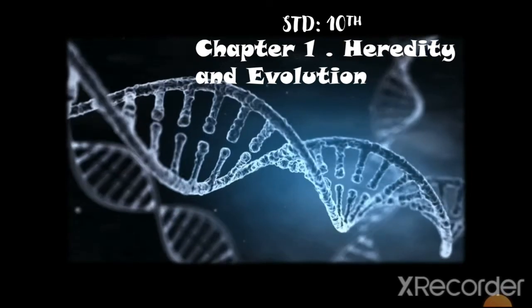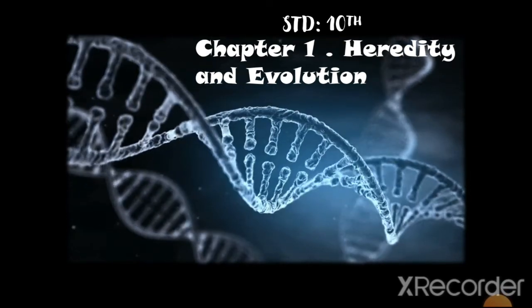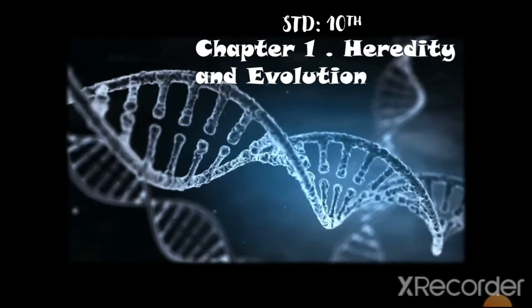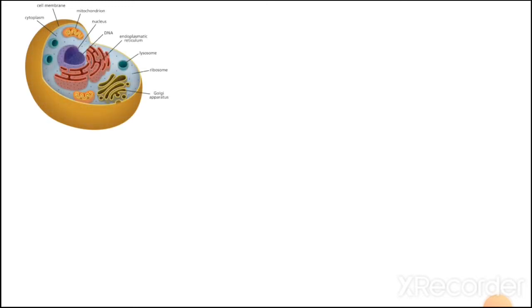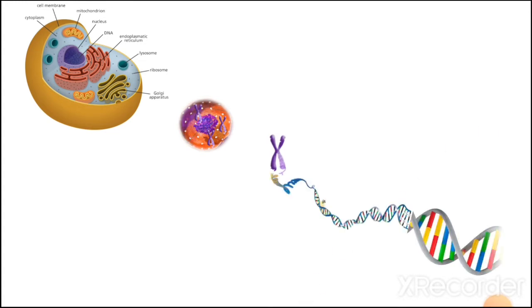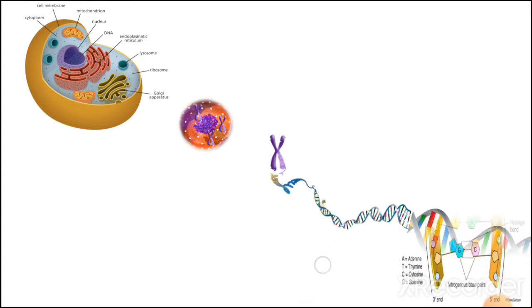In this chapter we are going to discuss how heredity is responsible for evolution in living organisms. In our previous standards we have already discussed the cell and the structure of a cell. Inside the cell there is a nucleus, and inside the nucleus there are chromosomes. These chromosomes are coiled with a DNA molecule.